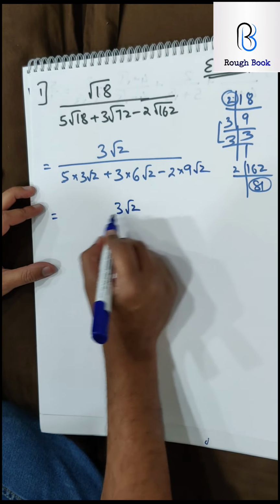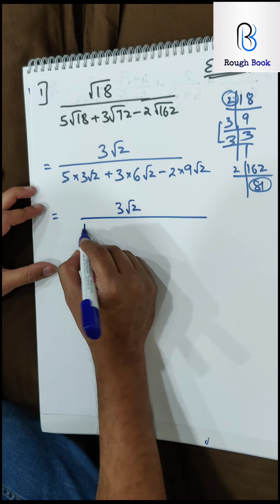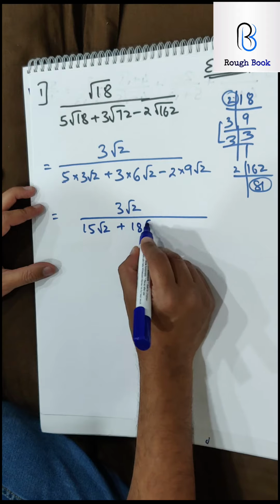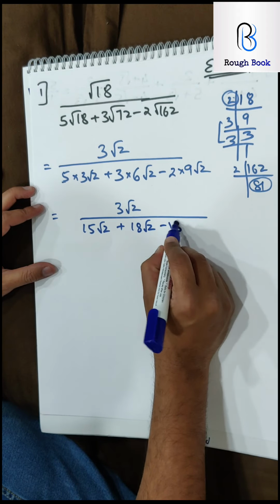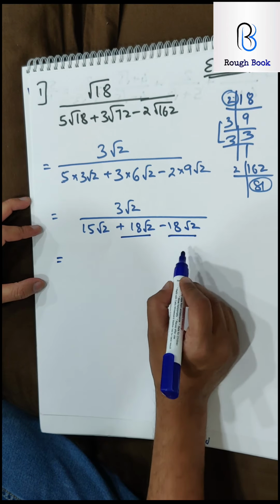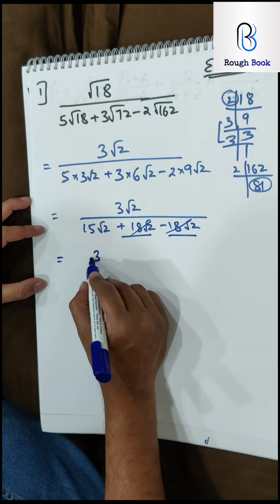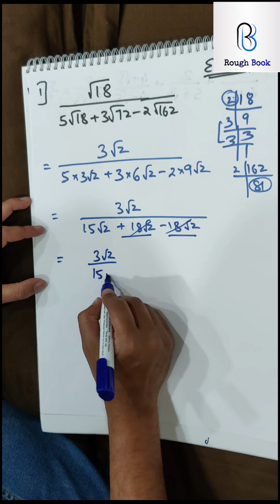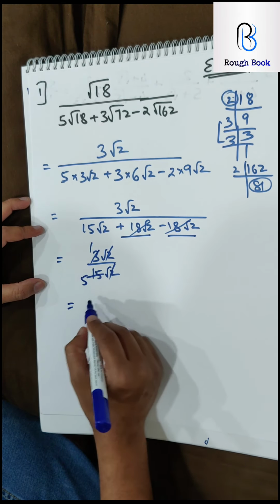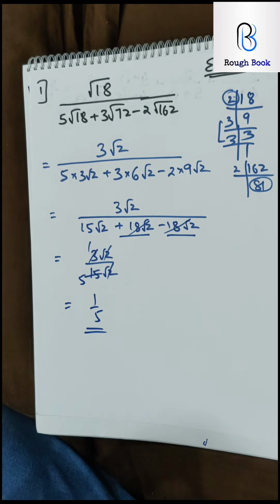So I get 3 root 2 upon 5 3s are 15 root 2, 6 3s are 18 root 2, 9 2s are also 18 root 2. Now it becomes very simple because this is plus and this is minus, so they get cancelled. What is left is 3 root 2 upon 15 root 2. Root 2 also gets cancelled. 3 1s are, 3 5s are. So my final answer becomes 1 by 5.